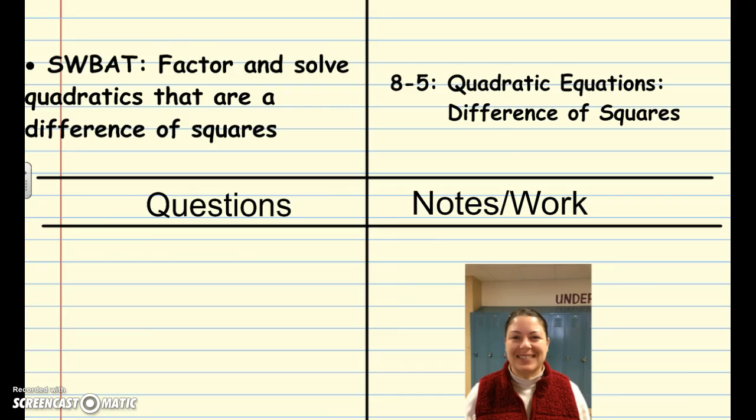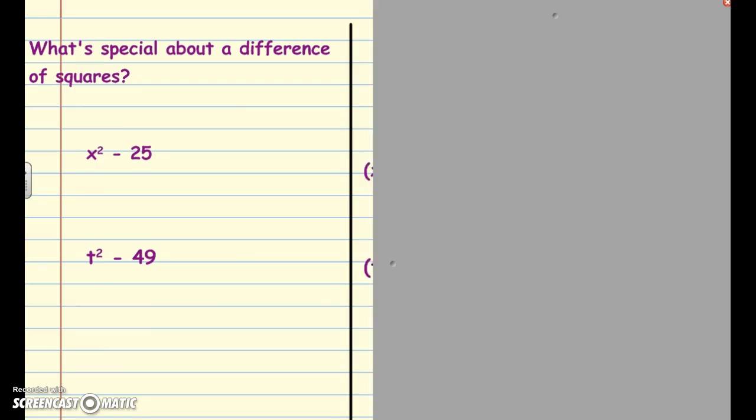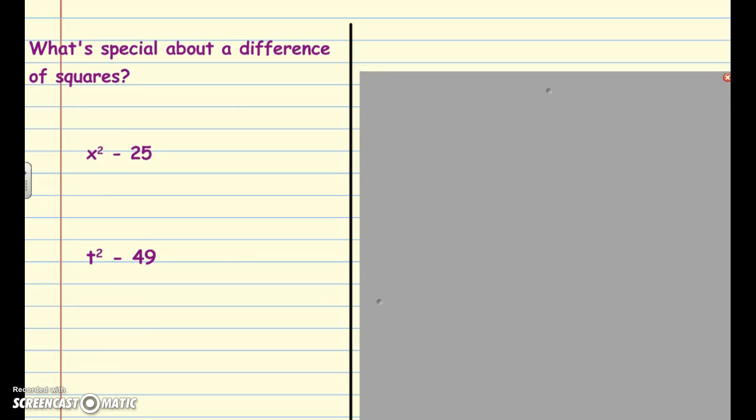So let's move on to what's so special about differences of squares. Sorry about that. So what's so special about difference of squares? The special thing is they're super easy to factor. So we're going to start with this first one, x squared minus 25.